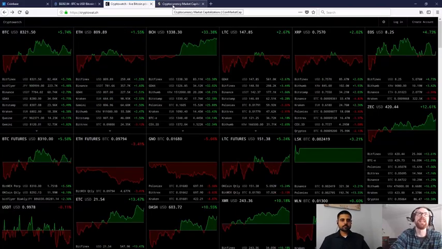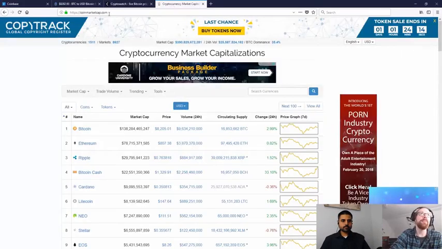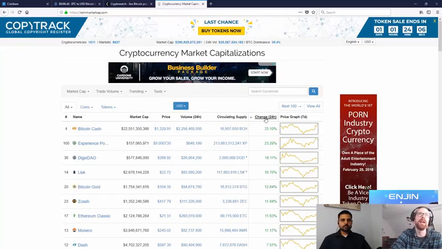So now let's look for a second at CoinMarketCap. The cool thing here is that with this site, you can click on change in the last 24 hours, and you can look at which cryptocurrency has moved the most in the last 24 hours to try to give you an idea of where we're having volatility, where we're having opportunities.